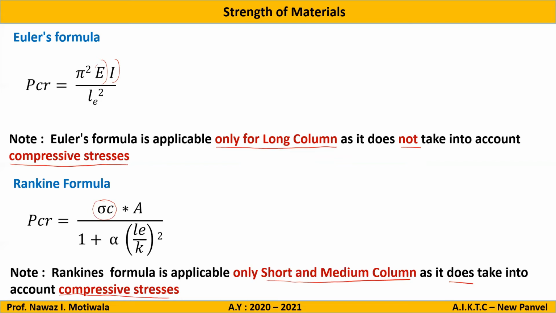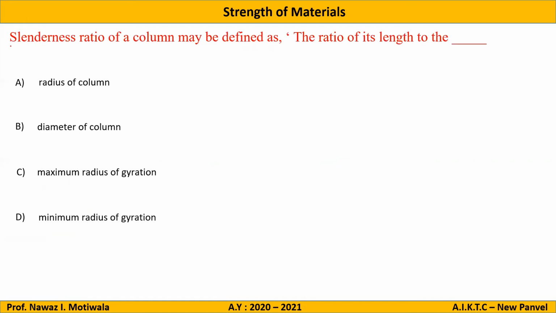So with this, let us start with the basics. Let us start with the MCQ part. The first question: slenderness ratio of a column is defined as the ratio of its length to. We have just seen in the LMR, lambda is equal to Le by K least, that is the least radius of gyration. So it will be the ratio of length to the minimum radius of gyration. It is option number D. So I can write D as my correct answer.